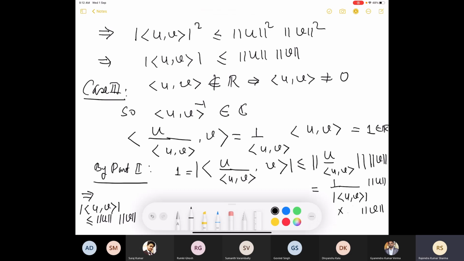So what we have proved is the Cauchy-Schwarz inequality. So we shall start from here in the next day.